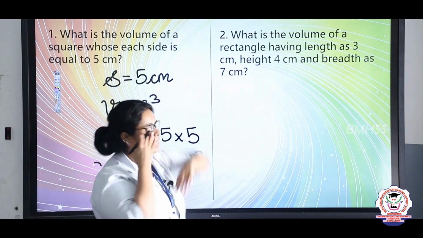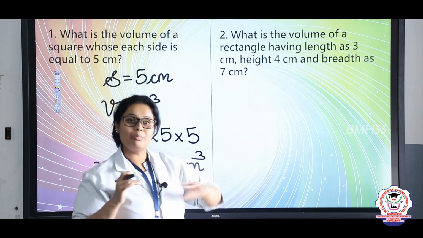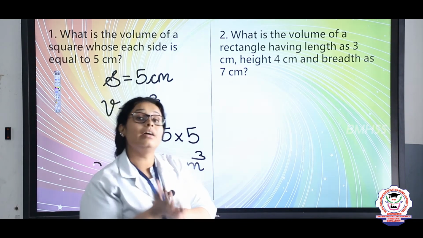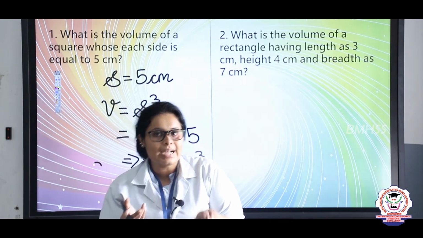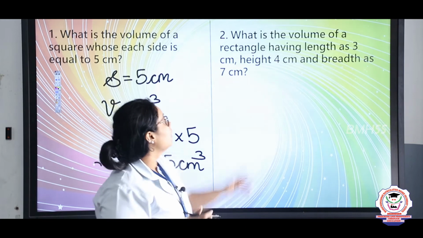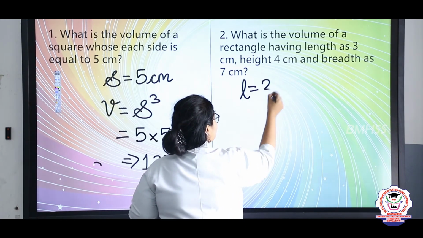Now let's come to the second problem. In the second problem they are asking, we need to find the volume of a rectangle. Here rectangle is what? Volume we are saying, right? So automatically we will say that it is a cuboid. Now what is given? Length is given as 3 centimeter.